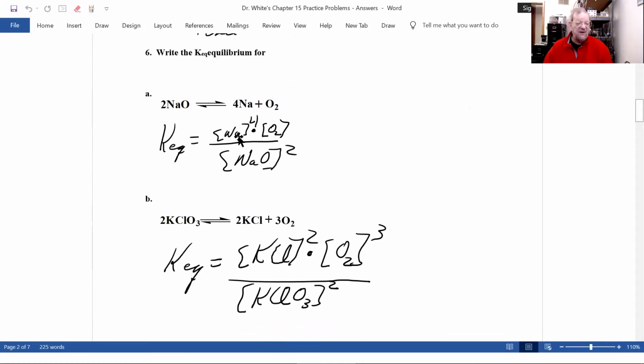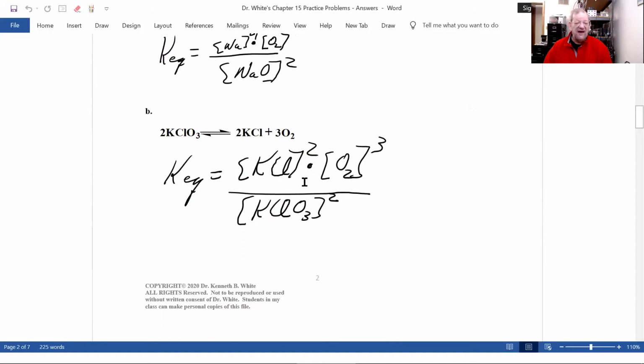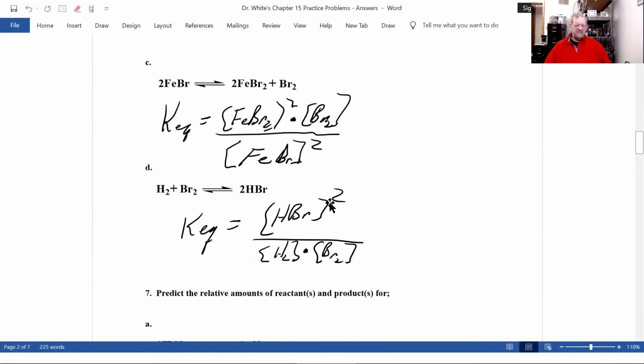Next, we talked about equilibrium constants, and this was one actually on the test. Remember, it's the concentration of each product to the power of its coefficient, multiplied together, divided by the reactants on the bottom, each to the power of its coefficient.